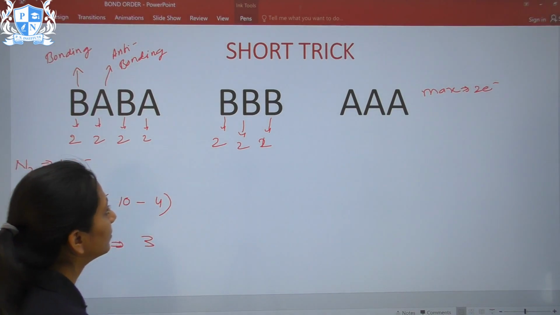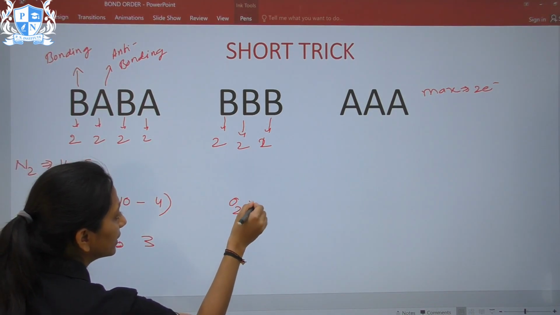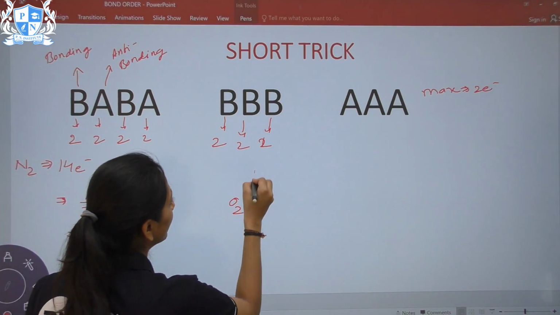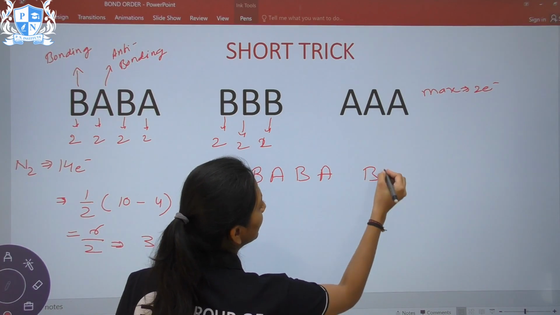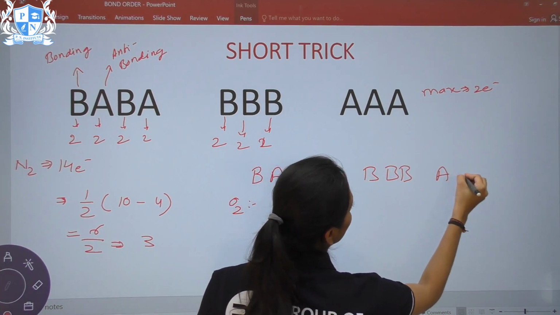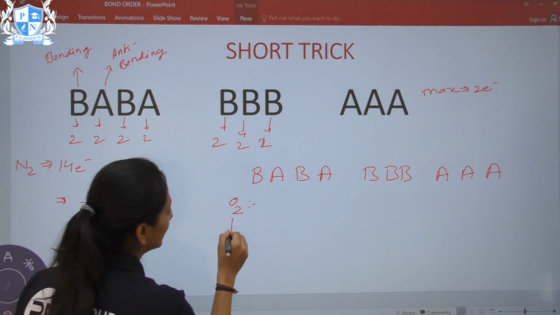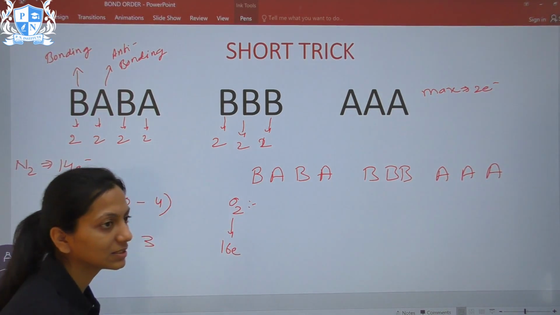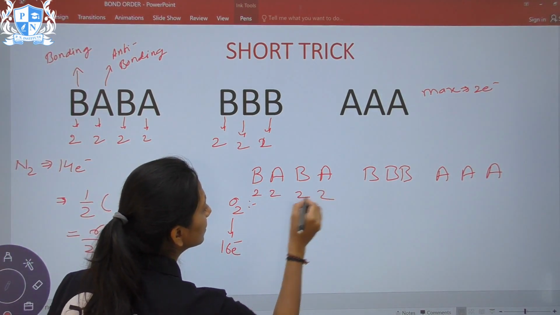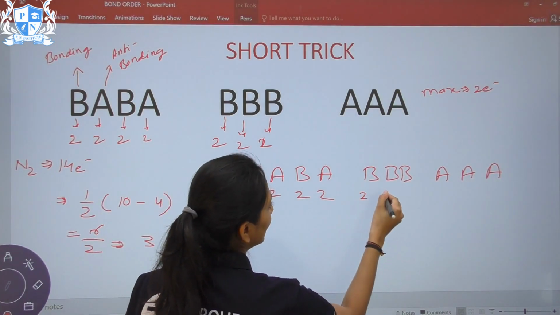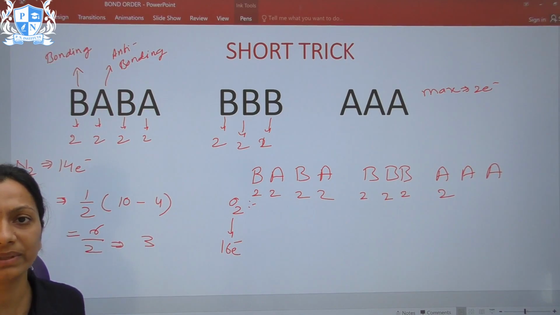If you want to use this same trick for oxygen, what we will do? First of all, we will write Baba, then B, B, B, and then A, and A. In oxygen, how many total electrons are there? We are having 16 electrons. So how will we fill up the 16 electrons? 2, 2, 2, 2. How many? 8, 9, 10, 11, 12, 13, 14, 15, 16. That's it. Total electrons are being filled.